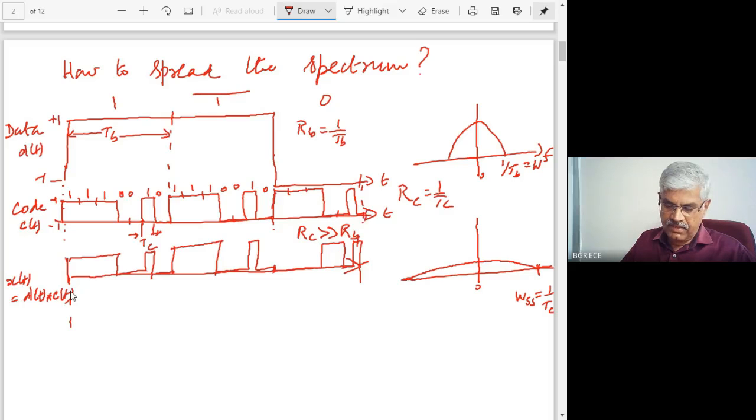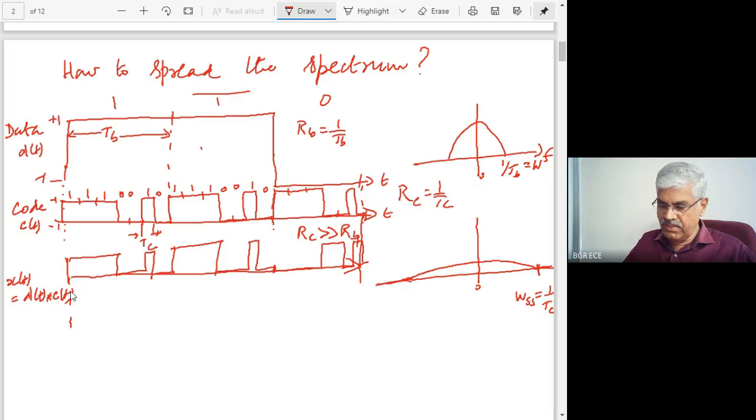Okay, so that is what is going to happen. This is the waveform that you will generate. You need to transmit this data, but what you will do is multiply this d of t with the c of t and get x of t, which is like this, and the corresponding spectrum will be like this.